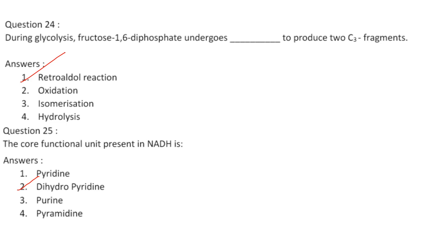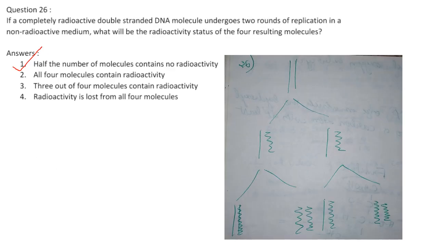Then next one. During glycolysis, fructose 1,6-diphosphate undergoes dash to produce 2 C3 fragments. So it undergoes aldol condensation, so retroaldol reaction. Answer is option 1, by the action of the enzyme aldolase. Then the core functional unit present in NADH is dihydropyridine. Answer is option 2. Then next one.